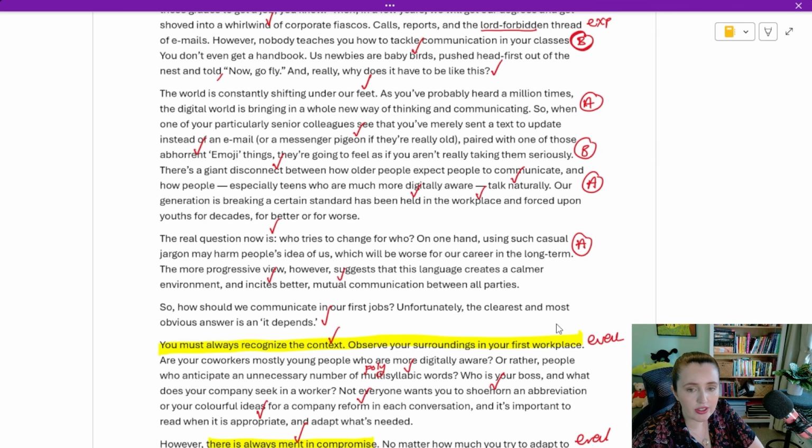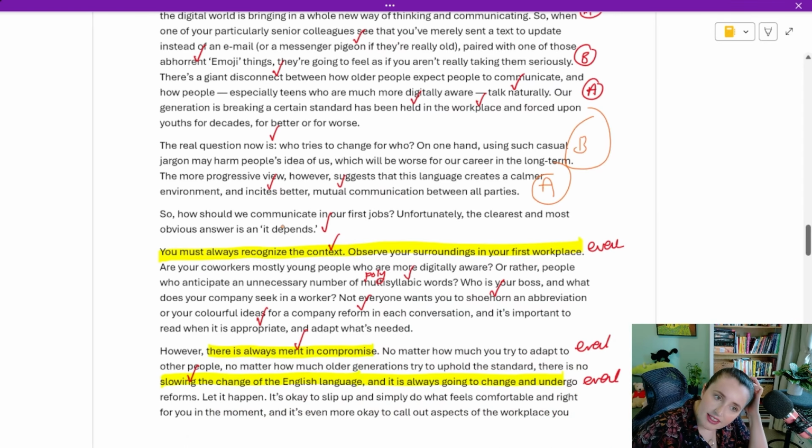On one hand, using such casual jargon may harm people's idea of us, which will be worse for our career in the long term. That is actually a point from text B. So we have got a detail here. The more progressive view, however, suggests that this language creates a calmer environment and incites better mutual communication between all parties. I think that was a point from text A. The idea of being more relaxed is definitely a detail. I can't remember off the top of my head which text it's from, but it's definitely a detail.